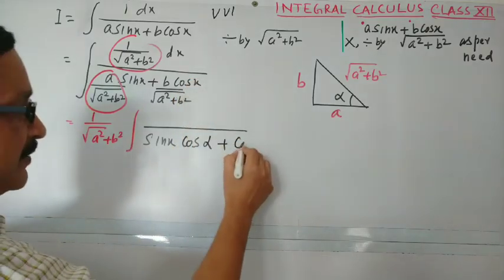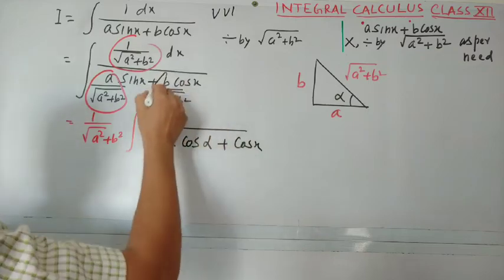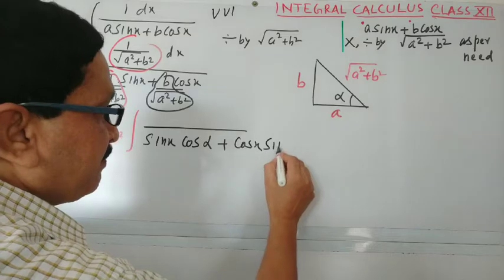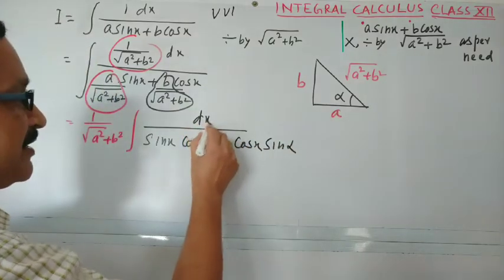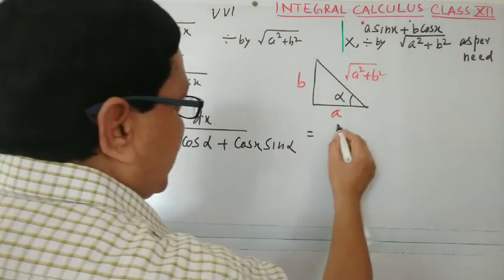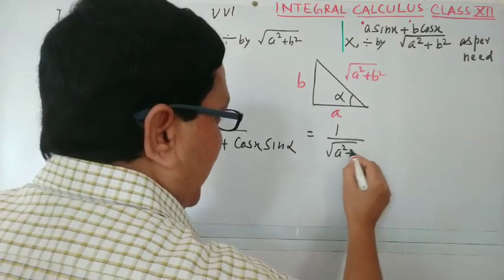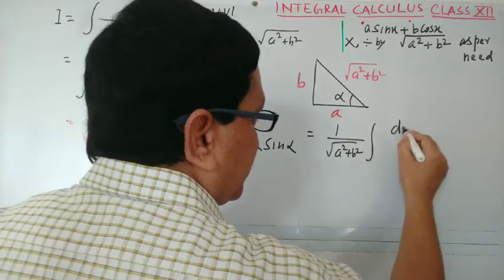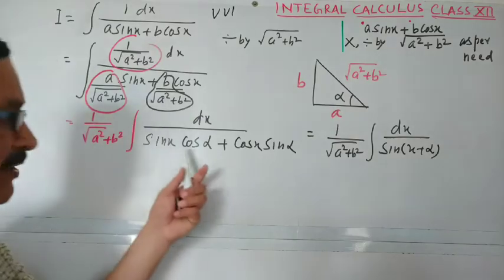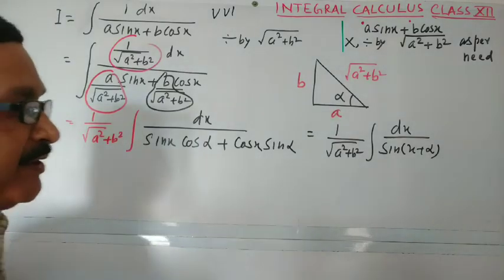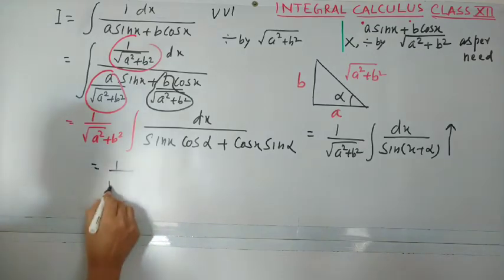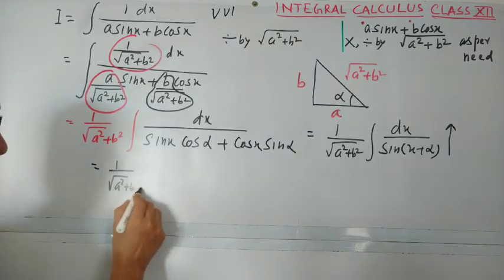Now cos x. Again this perpendicular by hypotenuse is sin alpha. And numerator is simply dx. So this is in sin format. This is 1 by root over a square plus b square, integration of dx by sin x plus alpha. Sin a into cos b plus cos a into sin b. When sin alpha is taken to numerator, it becomes 1 by root over a square plus b square.